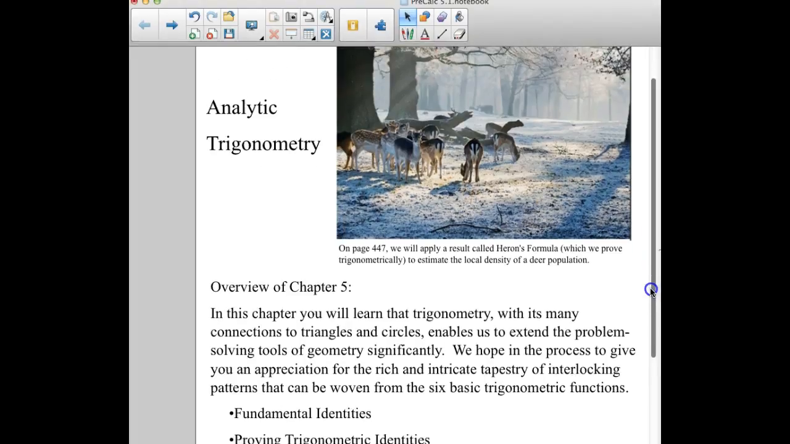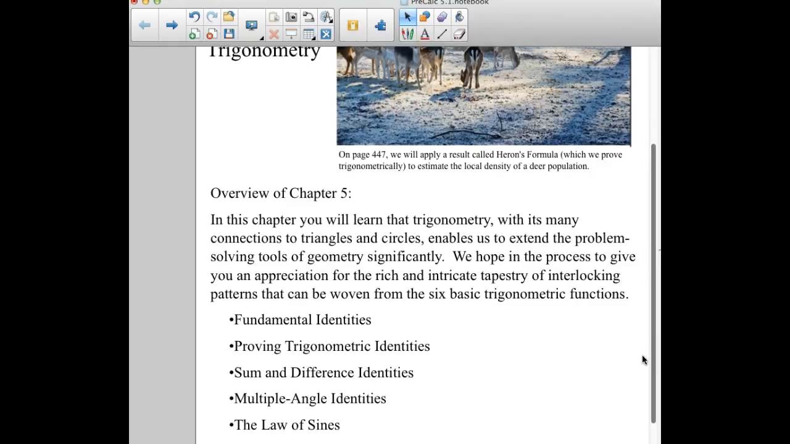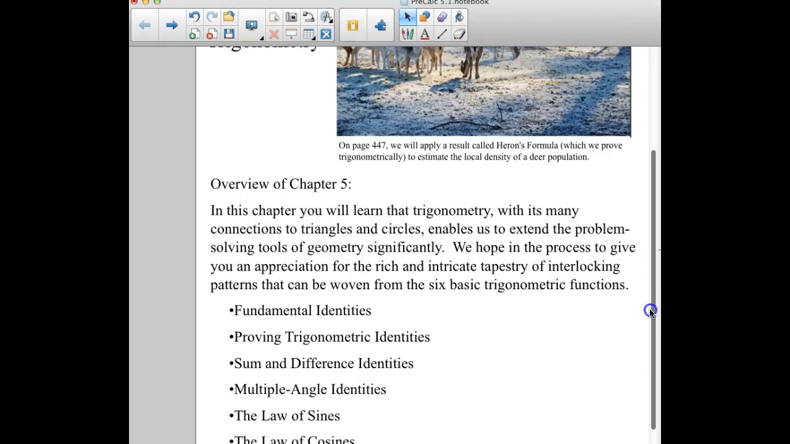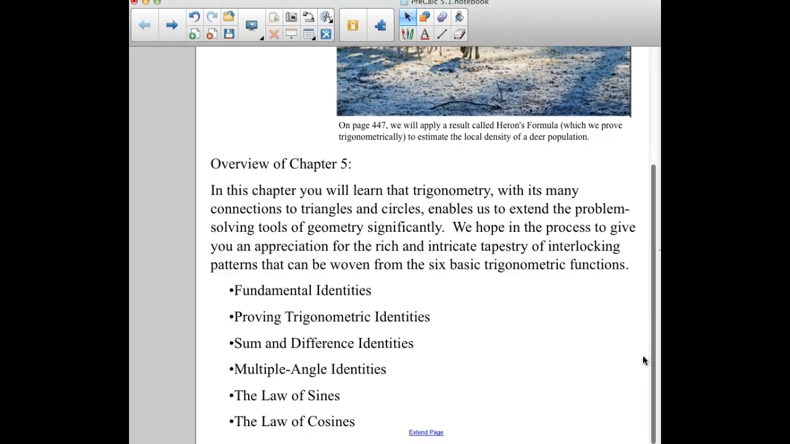An overview of our chapter. It says in this chapter you will learn that trigonometry, with its many connections to triangles and circles, enables us to extend the problem solving tools of geometry significantly. We hope in the process to give you an appreciation for the rich and intricate tapestry of interlocking patterns that can be woven from the 6 basic trig functions.